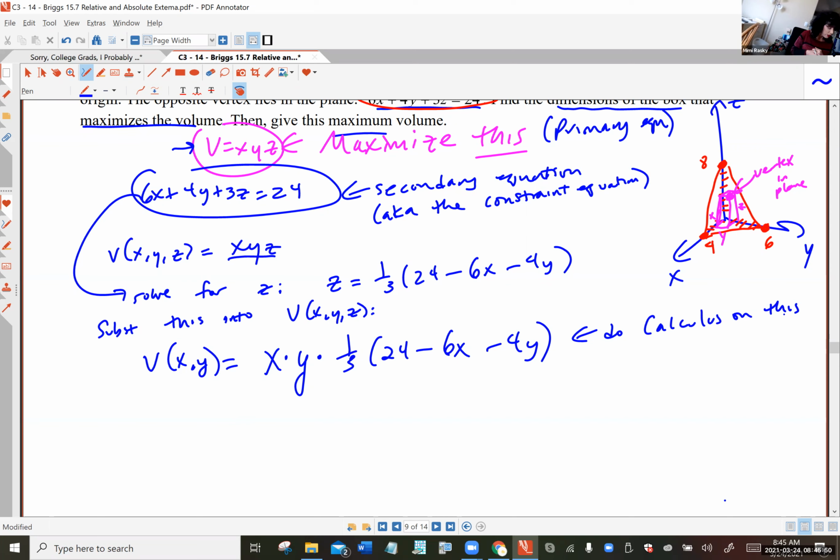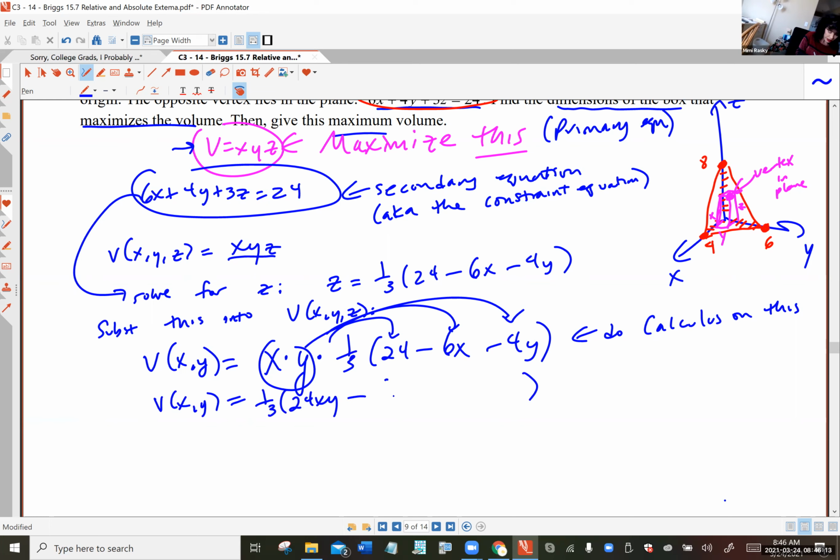Now, before I go ahead and do the partials here, I'm going to distribute the xy over this difference. I'm not going to distribute the 1/3. You can if you want. I'm just going to leave it as a multiple, just because I don't like to deal with fractions. But after distributing the xy, I have 24xy minus 6x squared y minus 4xy squared. Yay. Now what? Get the partials.